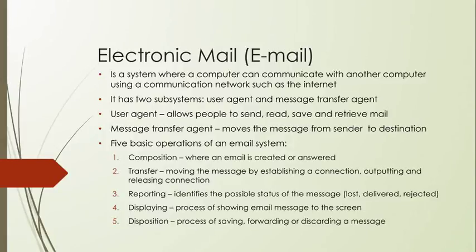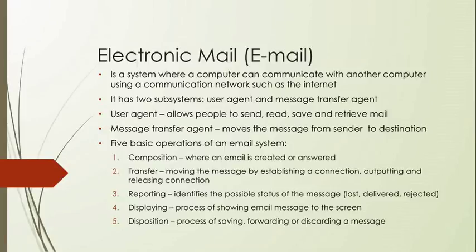So what is electronic mail? It is a system where a computer can communicate with another computer using a communication network such as the internet. It has two subtypes, the user agent and the message transfer agent. So what is user agent? It allows people to send, read, save, and retrieve mail. Message transfer agent, meanwhile, moves the message from the sender to the destination.